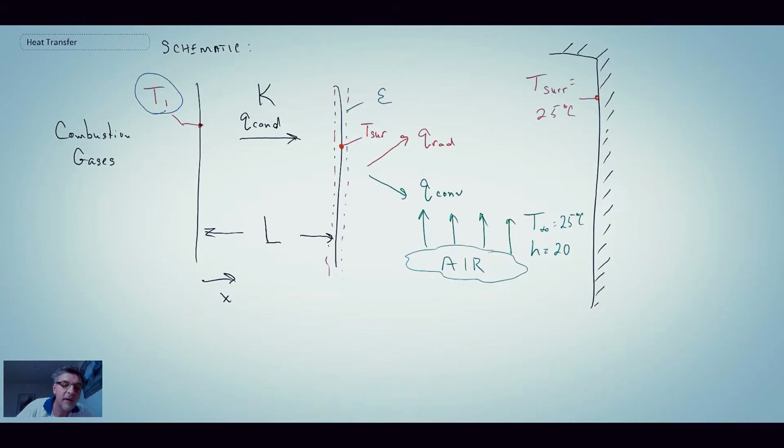Now, a couple of assumptions that we have here: steady state, 1D conduction through the wall. So steady state, that means that you're not changing any of the conditions. Second one is 1D conduction through the brick wall.